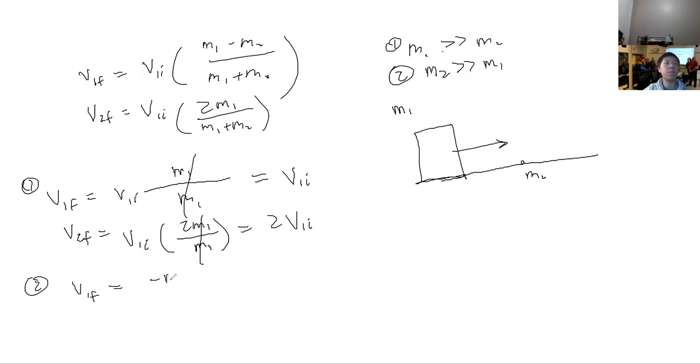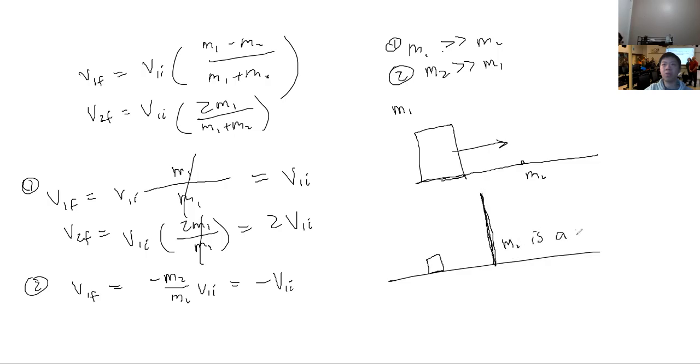M2 is a lot larger than M1, right? So I'm going to go through this quickly. What is V1F? V1F becomes negative M2 over M2 times V1I, which is just negative V1I. Now, let's think about this conceptually again. You have a small block, and the big block is just like a wall, right? Because it's big and it's not going to move. So M2 is a wall. This is going to bounce like this, and because it's completely elastic, it's just going to go right back with the same velocity, right? That makes a lot of sense.